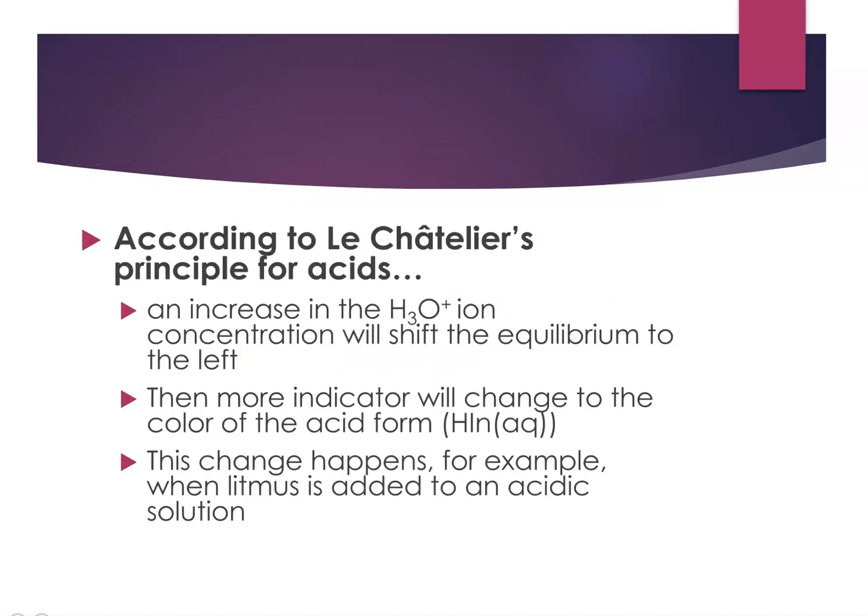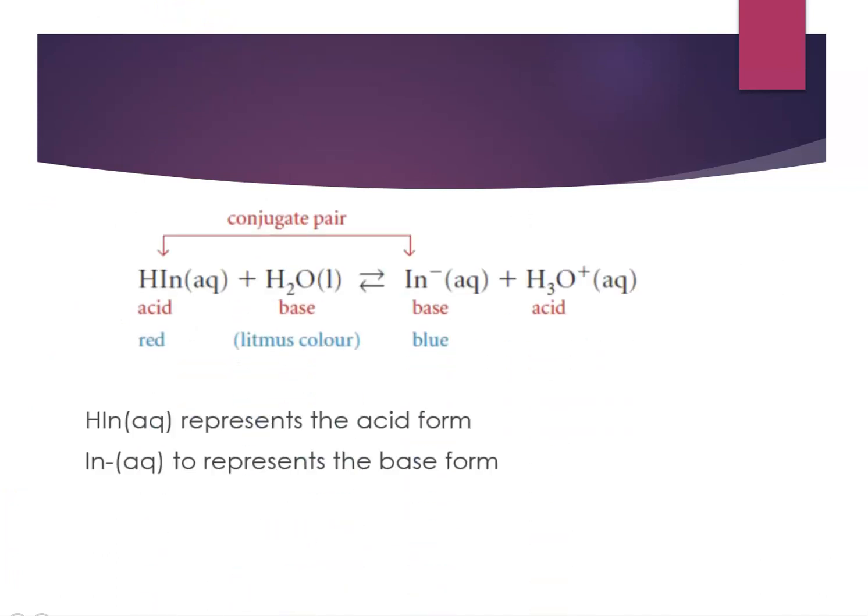According to Le Chatelier's principle, adding hydronium ions would cause the equilibrium to shift to the left. This would result in more indicator in the form of HIn, which is the acidic form, being produced. What do you expect to happen if hydroxide ions were now added to this system at equilibrium?